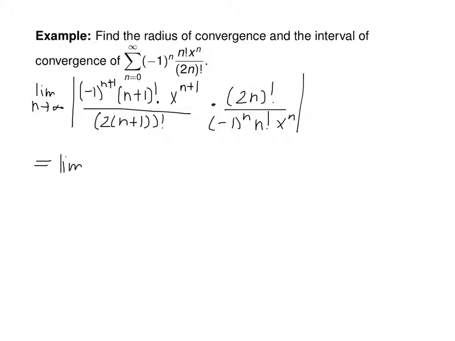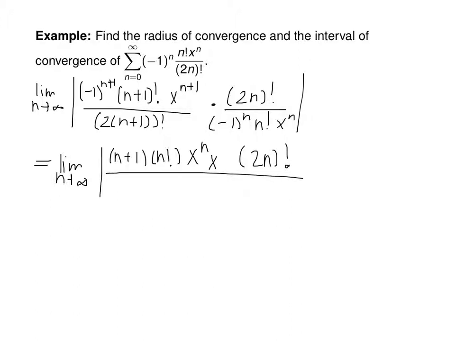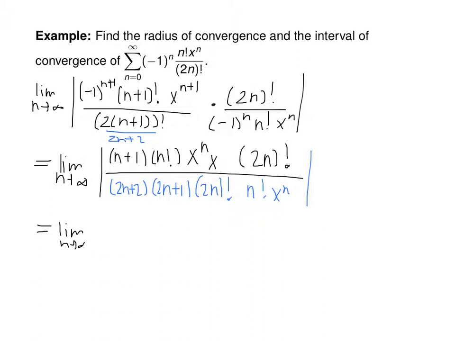Alright, the negative 1s can just drop out. So n plus 1 factorial will be n plus 1 multiplied by n factorial. X to the n plus 1 is x to the n times x. And then we have 2n factorial. Now, this 2n plus 1 really is 2n plus 2 factorial. So we'll have 2n plus 2, 2n plus 1, and then 2n factorial, multiplied by n factorial and x to the n. Now a whole bunch of stuff should cancel with the limit as n goes to infinity.